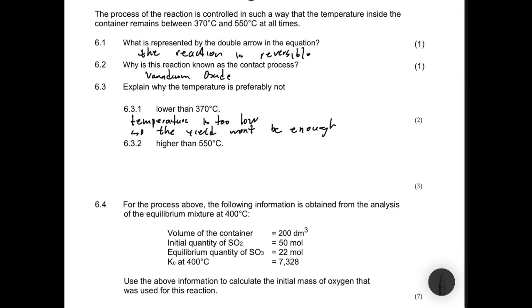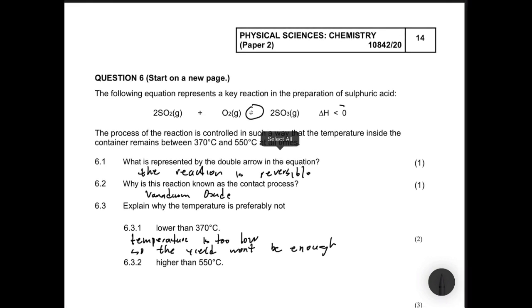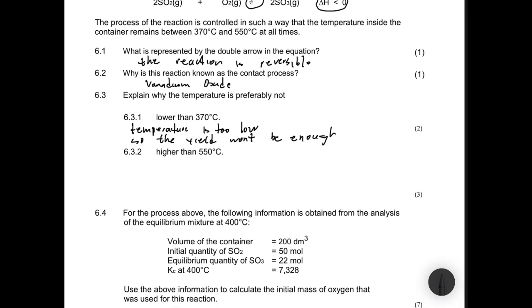6.3.2 says explain why the temperature is preferably not higher than 550 degrees Celsius. Let's look at our equation. Delta H is less than 0, right? So if you increase the temperature too much, then the reverse reaction will be favored. So you'll be basically converting your products back into reactants, and that's not what we want to achieve, right? So you must keep the temperature high enough, but you must not make it too high, because now the reverse reaction will be favored and we will get the reactants again.